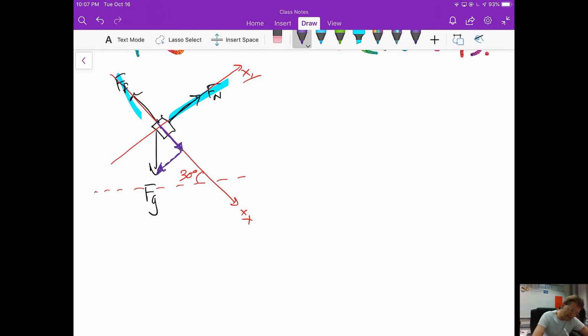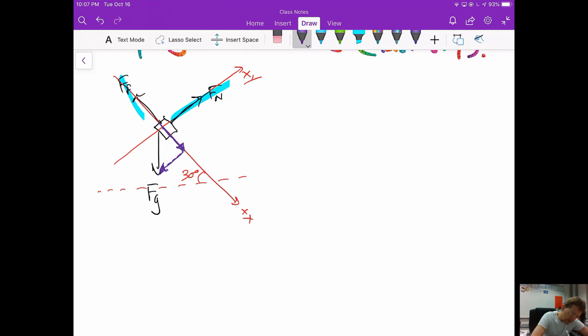Fx and Fy, the two components, the two projections, and Fx and Fy need to add to be Fg. Okay, so this is FGX, and this is FGY.